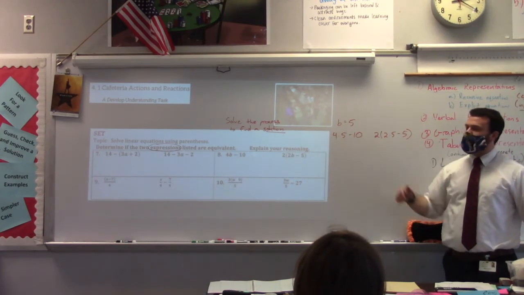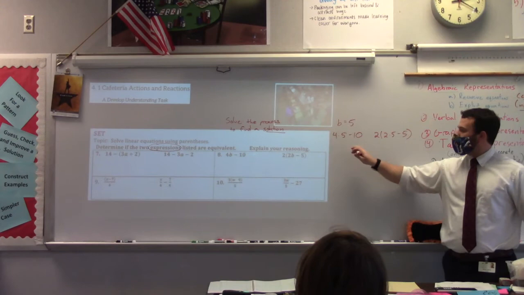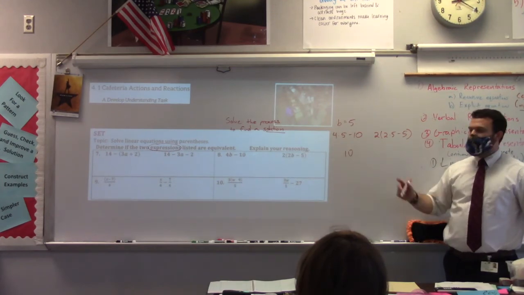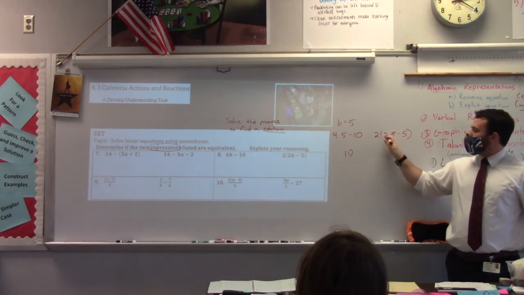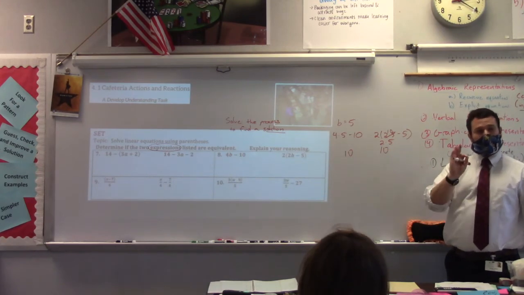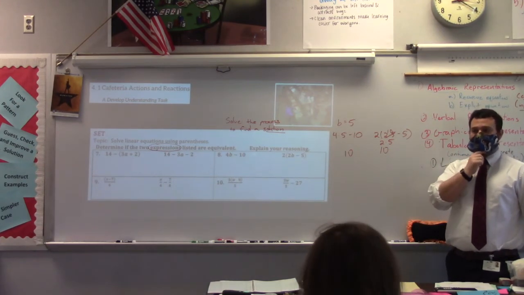Multiply. So what is 4 times 5? 20 minus 10? What do I need to do over here first? 2 times 5 is 10. 10 minus 5? 2 times 5? So are they the same?